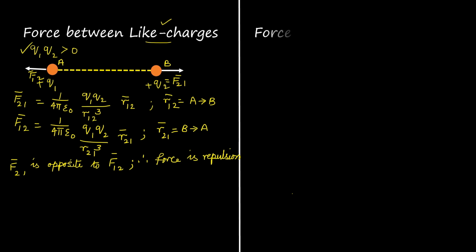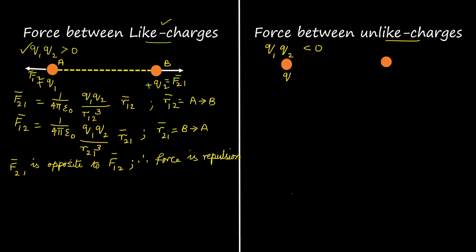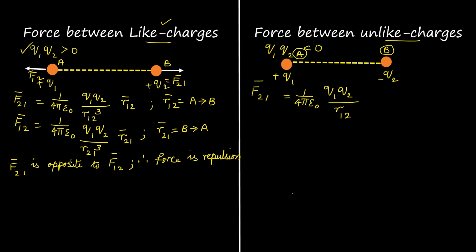Now let us see the force between unlike charges, that is Q1 Q2 less than 0. These are the two charges Q1 and Q2. Let Q1 be positive and Q2 negative. Let this be the distance between them. The location of the charge Q1 is A and that of Q2 is B. F21, that is the force experienced by 2 due to 1, is again equal to 1 by 4 pi epsilon naught Q1 Q2 by R12 raised to 3 into negative vector R12, because here Q2 we have taken as negative.